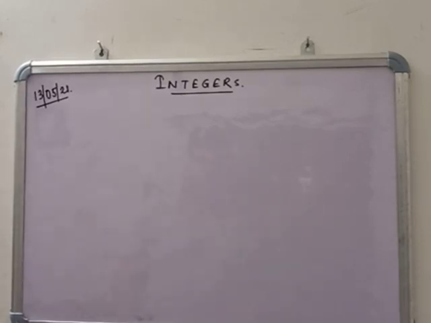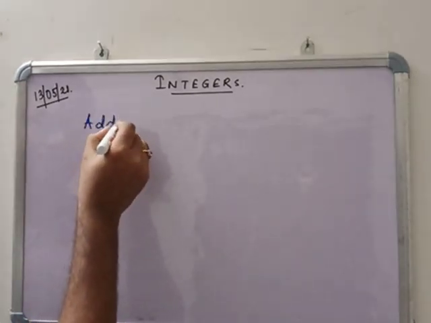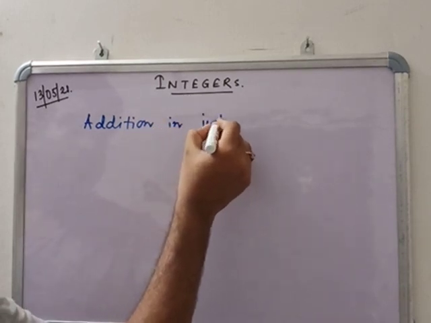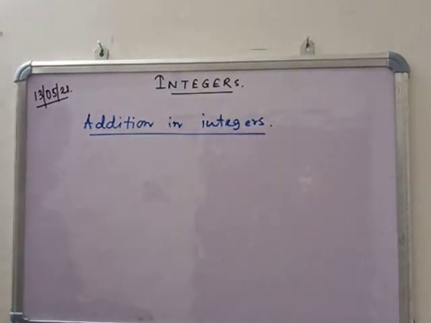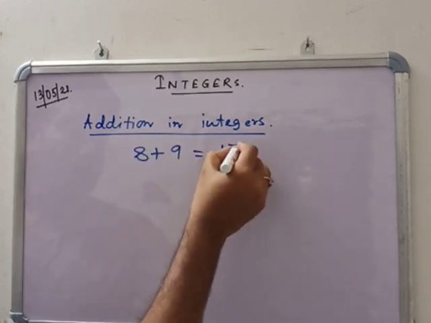Today we are going to discuss the operations on integers. The operations mean the addition and the subtraction, the normal operations in integers. First we are going to discuss the addition of integers. So for addition, we know that if we add a natural number to a natural number, we get a natural number.